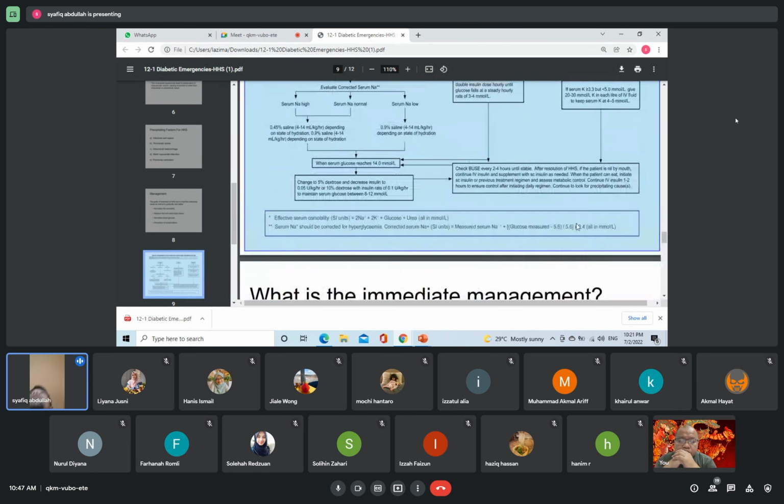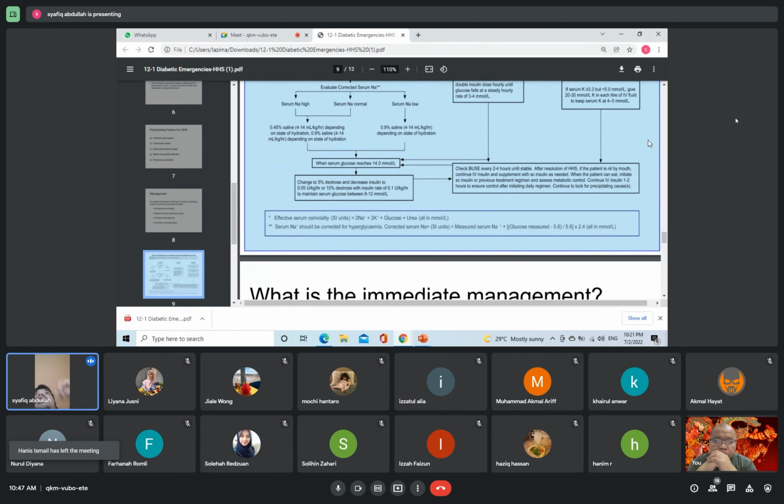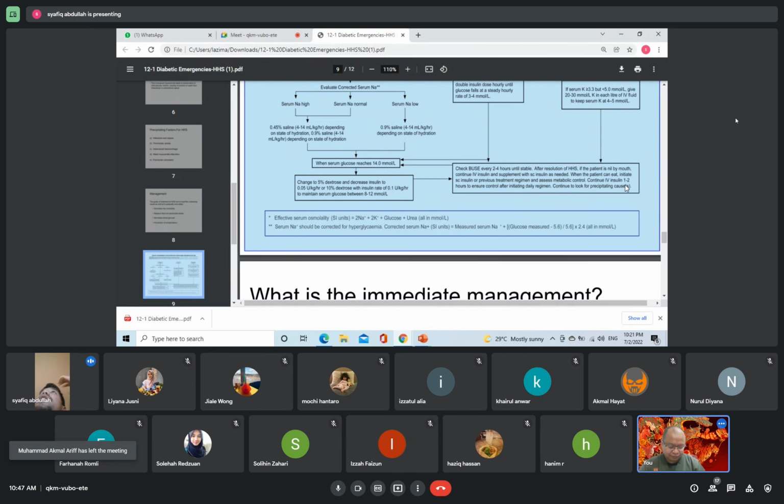Same with the DKA, we need to check RP every 2 to 4 hours until stable. After resolution of HSS, if the patient is nil by mouth lah, we need to continue IV insulin and supplement with insulin as needed. When the patient can eat, initiate subcutaneous insulin and previous treatment regime and assess metabolic control. Check insulin 1 to 2 hours after we give subcutaneous insulin to ensure control of the initiating daily regime.